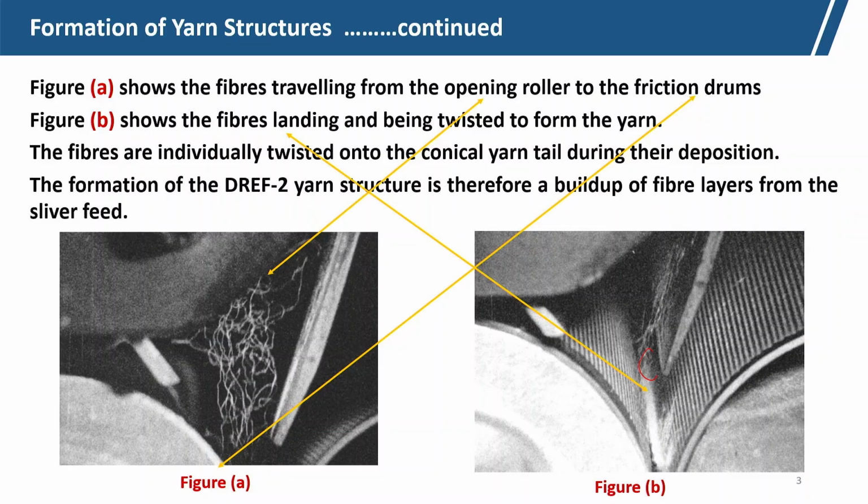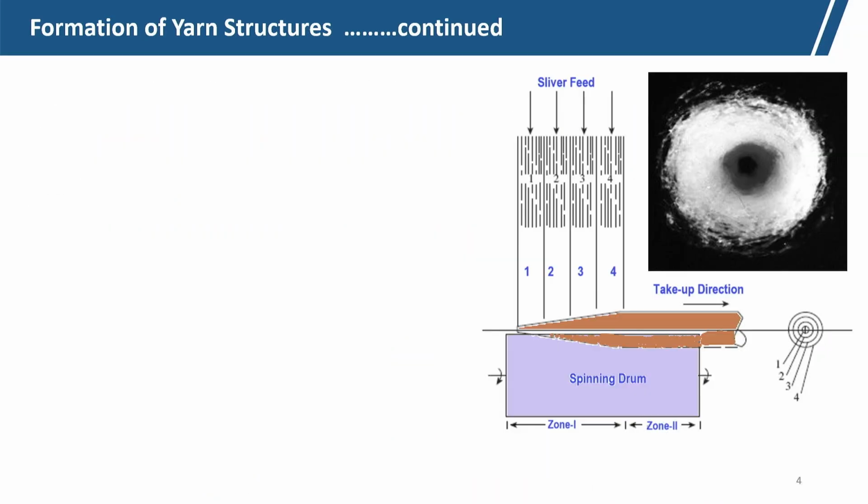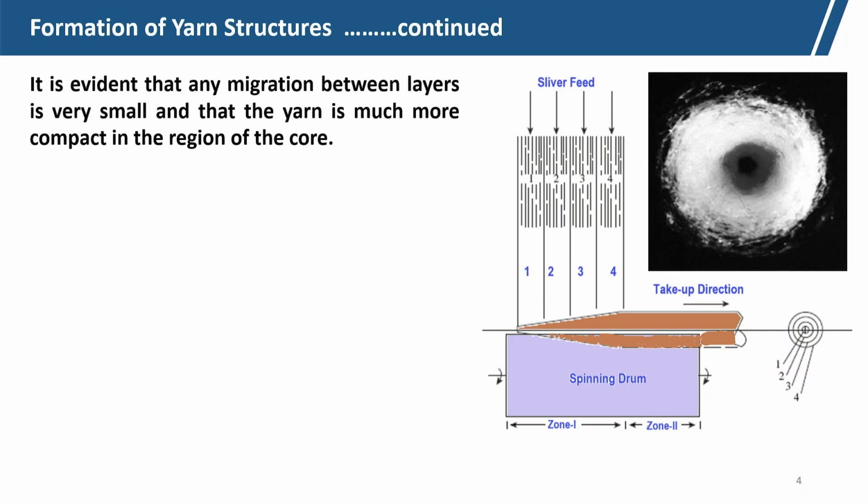and the formation of the friction yarn structure is therefore a build up of layers of fibers from the sliver. Now, here again, layers of fibers are there. So, it is evident that any migration between the layers is very small. Although some little migration may take place, the chances of migration are very small, and the yarn is much more compact in the region of the core. So, at the core region the yarn will be compact because the sheath, the next layers from the second, third, fourth sliver, are wrapped over the core.